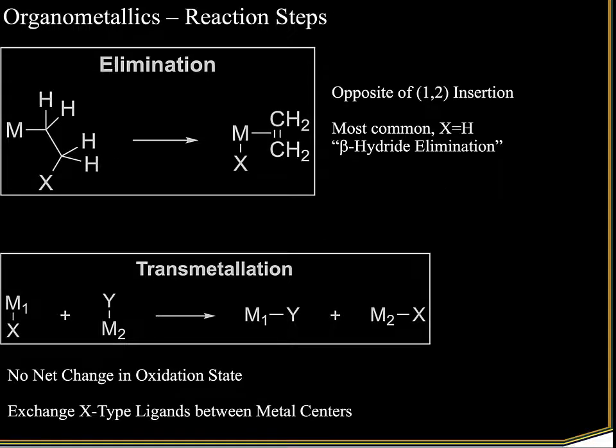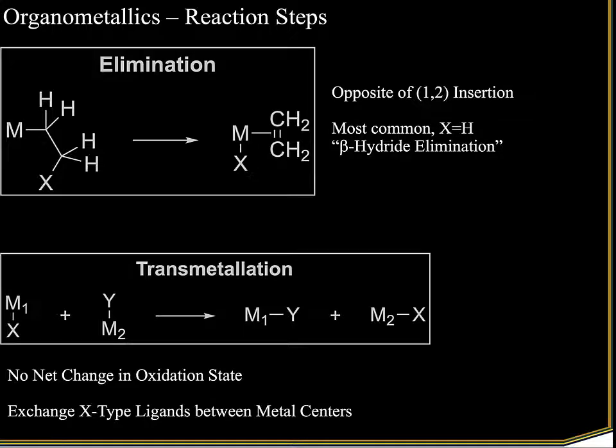Our final 2 steps that we have to work with here are elimination and transmetallation. So the elimination process is really just the opposite of a 1,2 insertion mechanism. The most common case here is where X is actually a hydrogen, and this has a special name called a beta hydride elimination, because the hydrogen is located on the beta carbon away from our metal center. This elimination, again, has no formal change on our oxidation state, right? It's the reverse direction of our insertion mechanism. And we end up reforming a pi bond, right? And we have our metal that's bound to that X-type ligand.